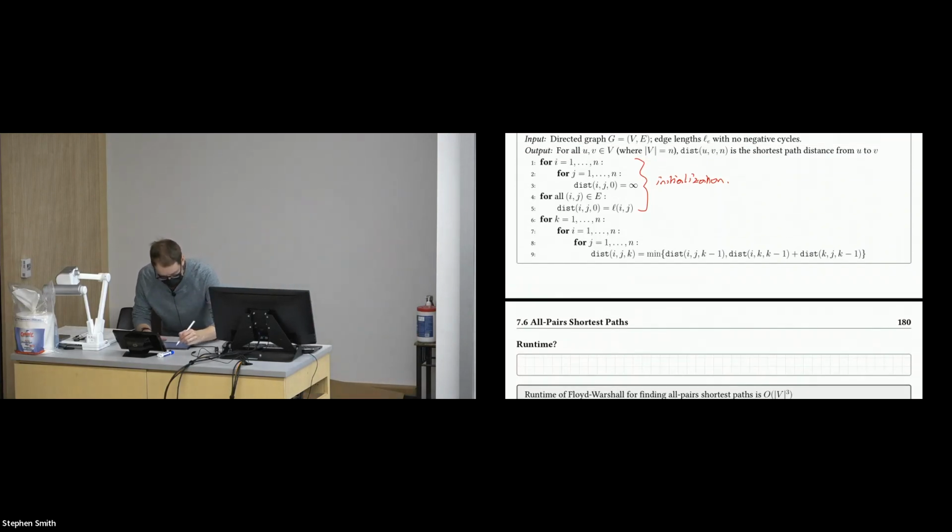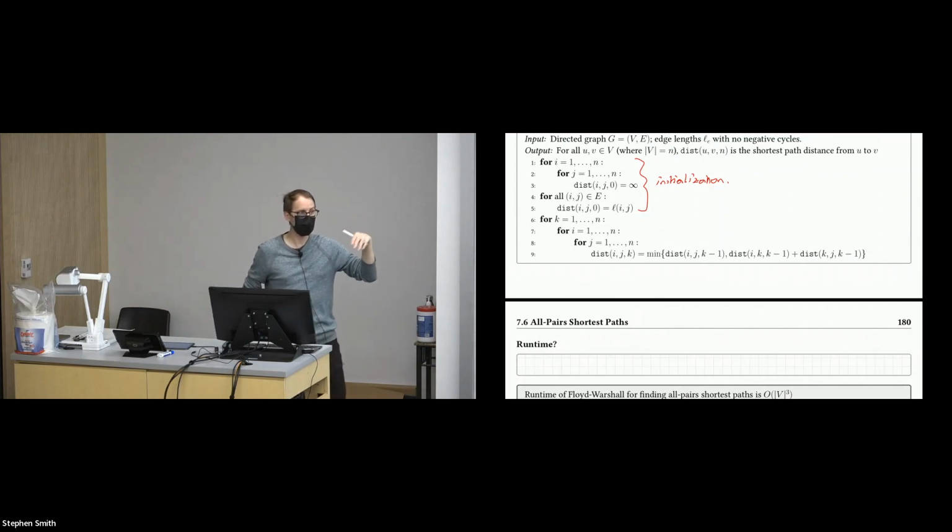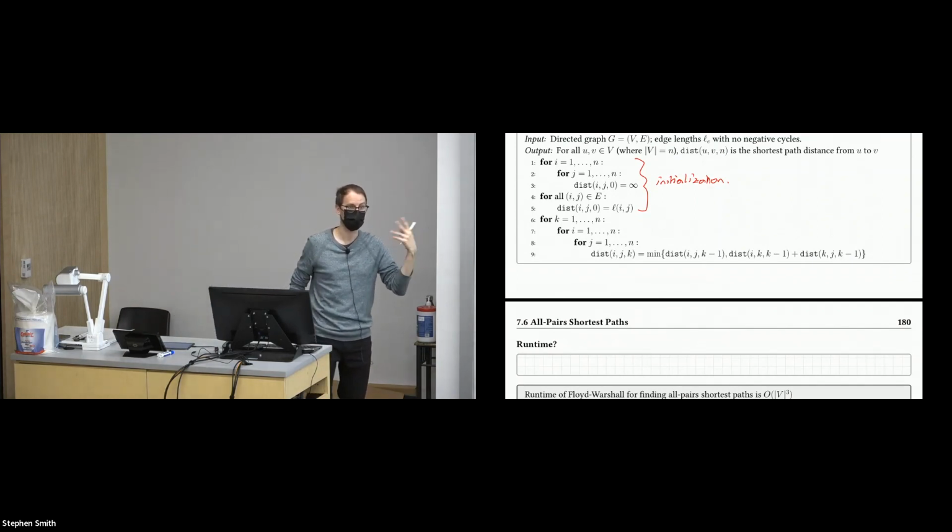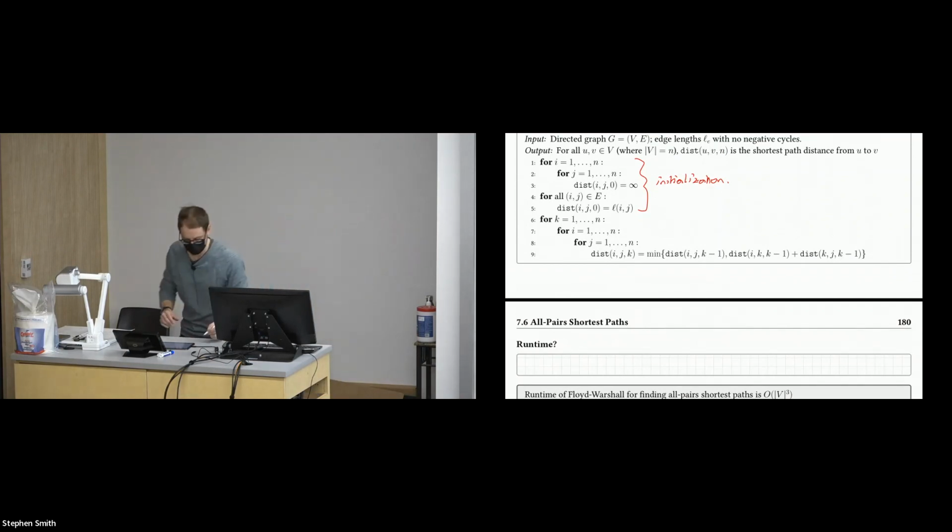And then this part you can see is a triple nested for loop, right? I have to loop over k on the outside. And then when I fix the value of k, I have to compute all pairs shortest paths, from all i to all j. And so we can see that this part's going to cost me order n cubed time, right? Inside, I'm just taking a min of 2 values.